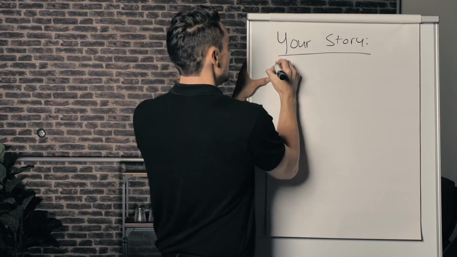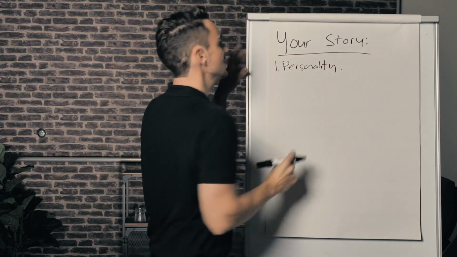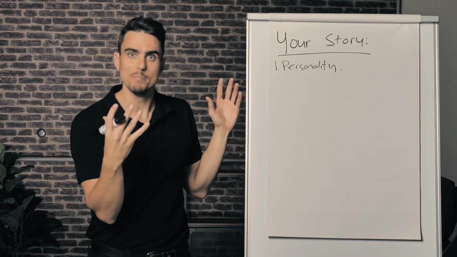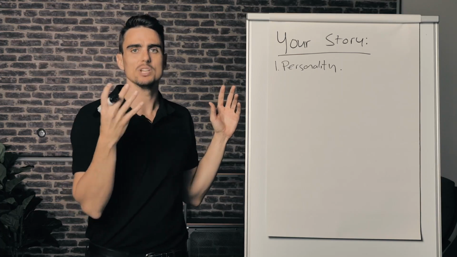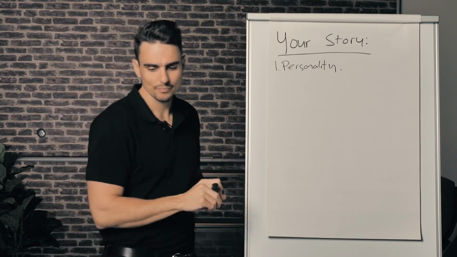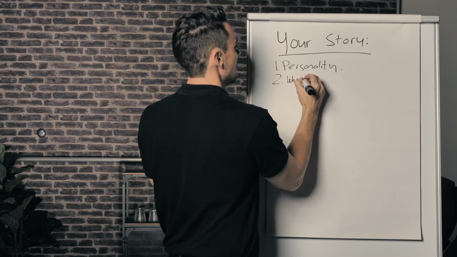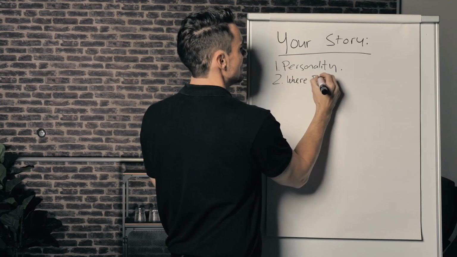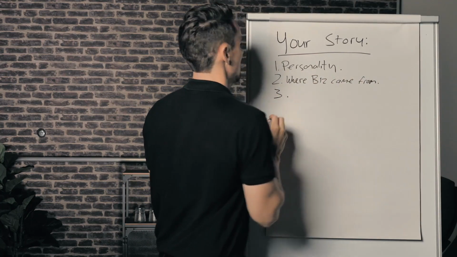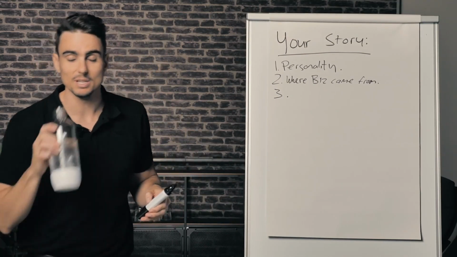So your story is personality, okay? This is where the prospect will experience your personality as the business owner, and also the personalities of the team, and also the personality of the complete business, okay? The second thing of your story is where you came from. So where this business came from, showing that whole origin: this is where we came from, this is why we do what we do, and everything else like that.